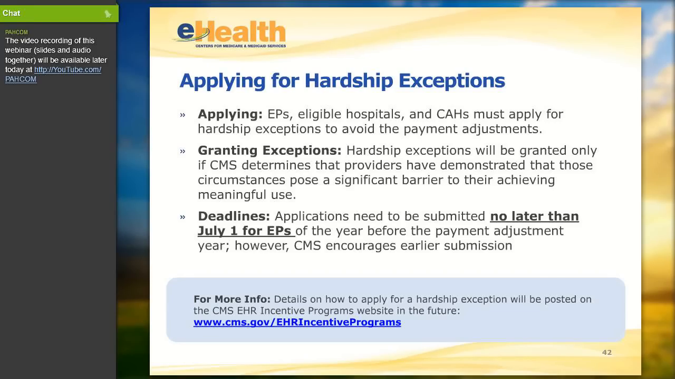We are only going to grant hardship exceptions if you have demonstrated the circumstances that pose the barrier to achieving meaningful use, and you will see that the hardship exception sheet, the application that you would fill out, will tell you exactly the documentation we are looking for you to prove that. Again, if you're applying for this as an EP, you want to apply no later than July 1st of 2014 to avoid that payment adjustment. We anticipate there are a fair number of people who apply, so I do encourage you to apply early.